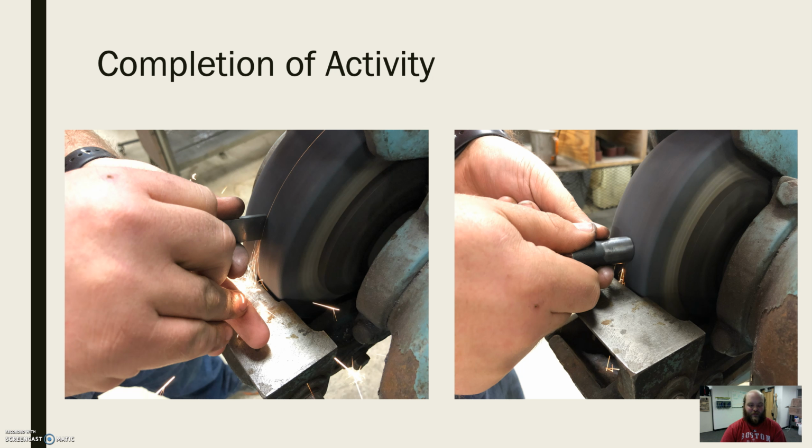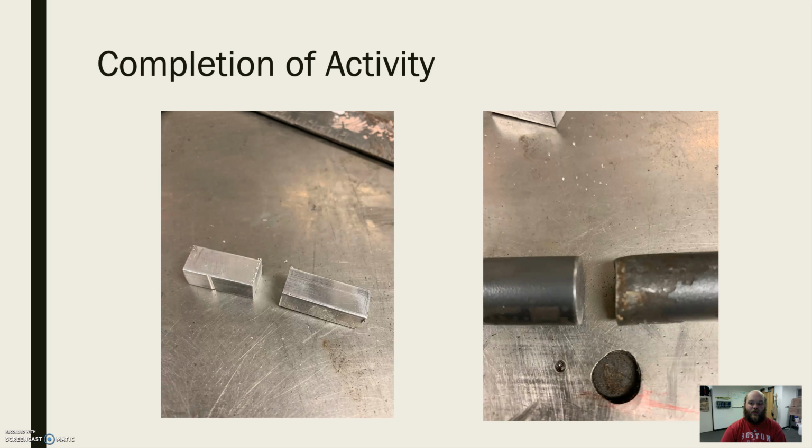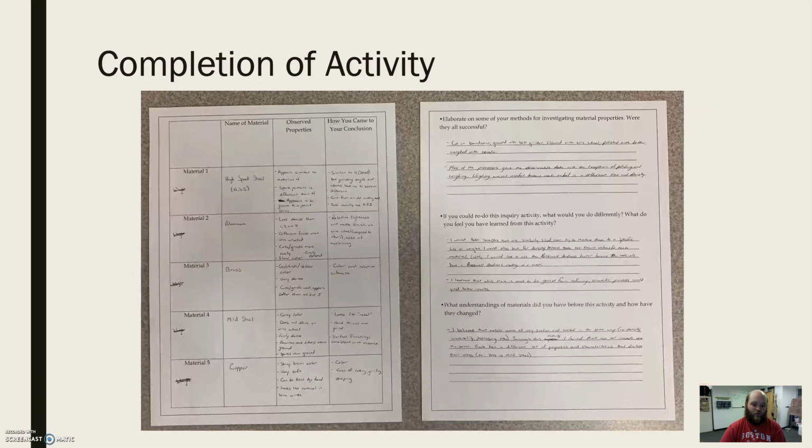Here's grinding, so high-speed steel on the left, mild steel on the right. They have a different spark pattern, so that's one way you can tell what it is. Cutting: which one was easier, which one was more difficult. That's a tell for aluminum versus steel, and the color too. And then completion of the activity, you can see I finished the chart and did the observable properties and how I came to my conclusions, and then I answered my questions analyzing my processes.